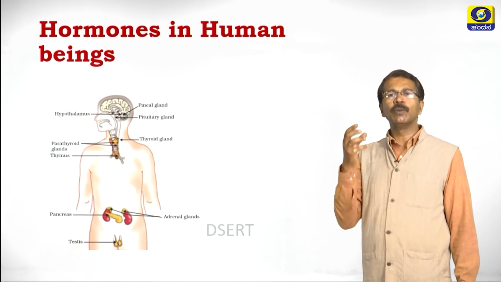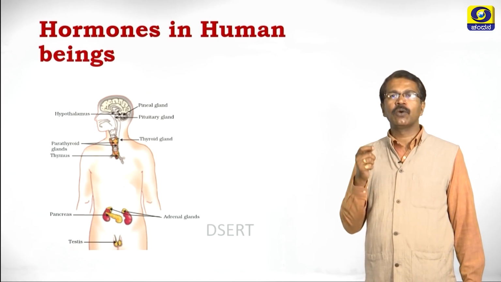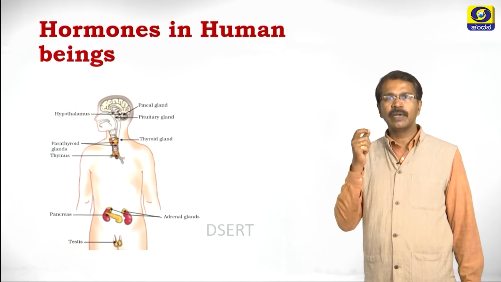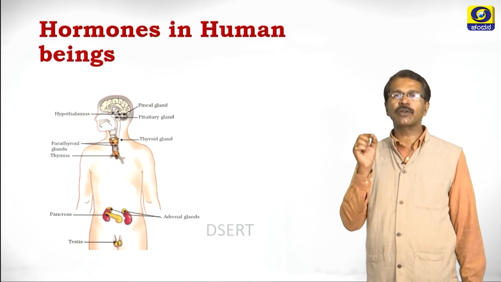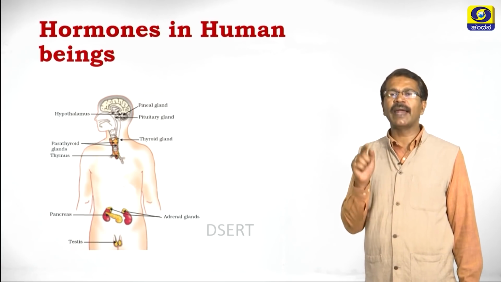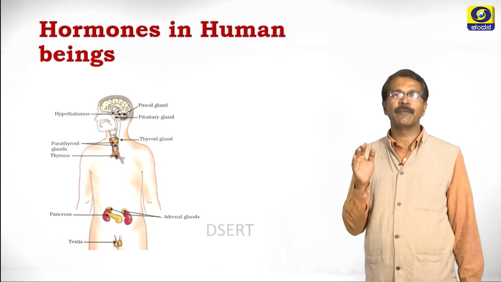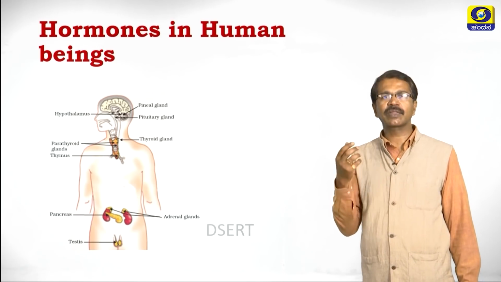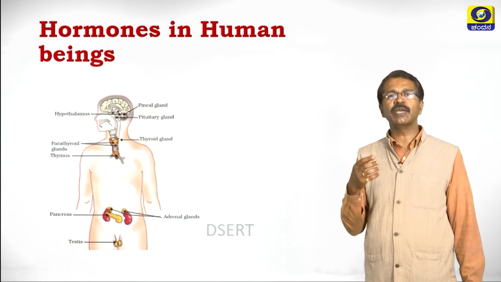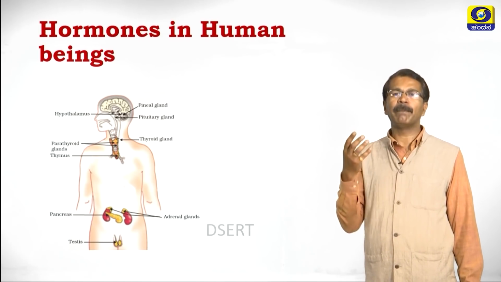In human beings, in the head region, you will find the pituitary gland. Whereas in the neck region, you will find the thyroid gland. Inside the thyroid gland, one more gland is present, called the parathyroid gland. In the chest region, the thymus gland. In the same way, just below the gastric cavity, you will find the pancreas.